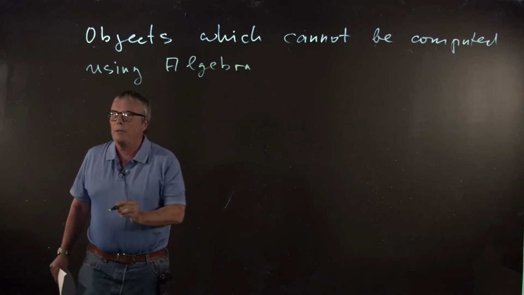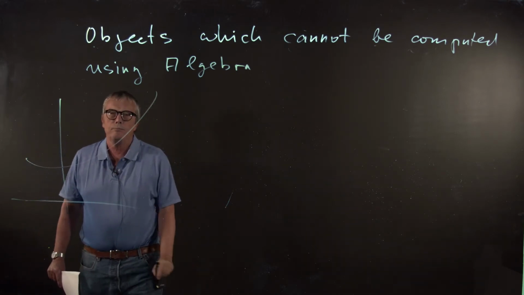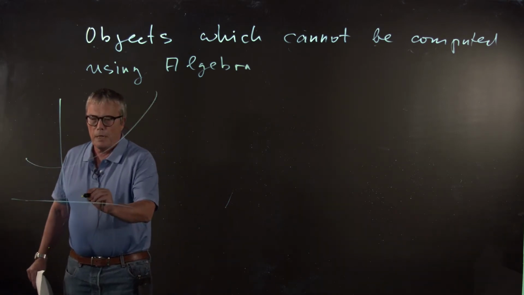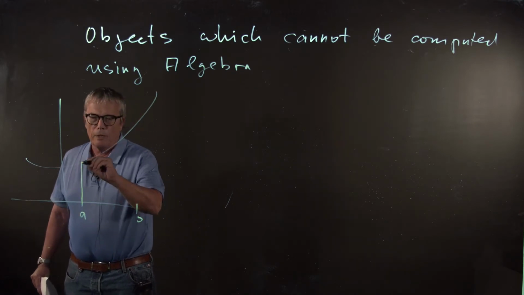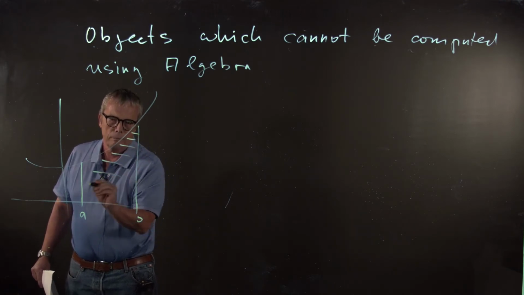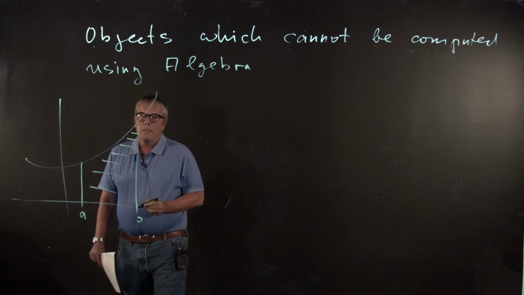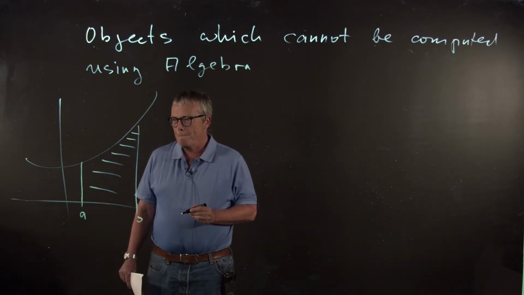So, for example, let's take an arbitrary function. Let's take 2 points, A and another point B, and look at the area below the graph. This is something which cannot be computed using algebra.